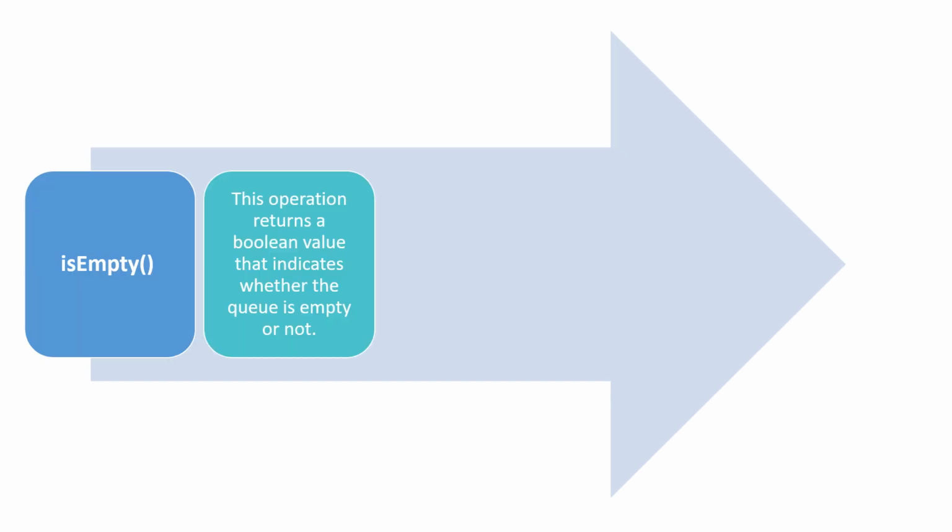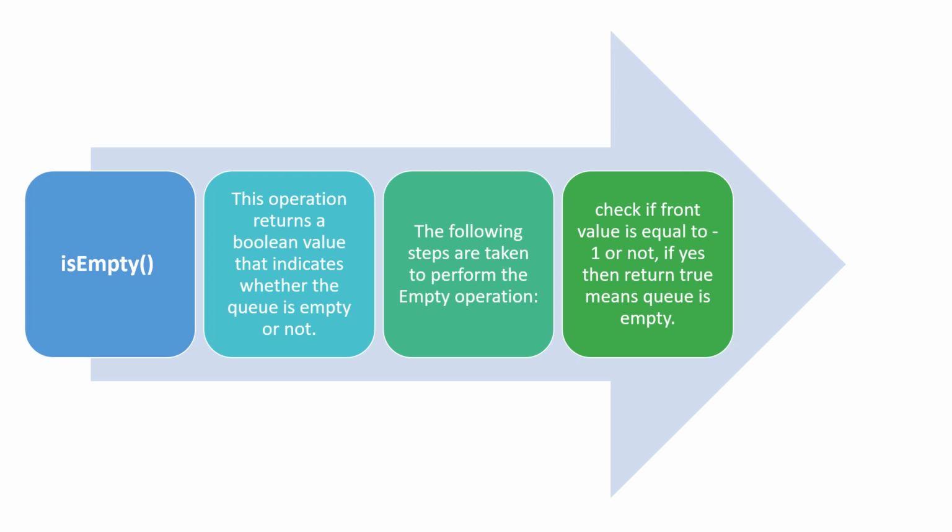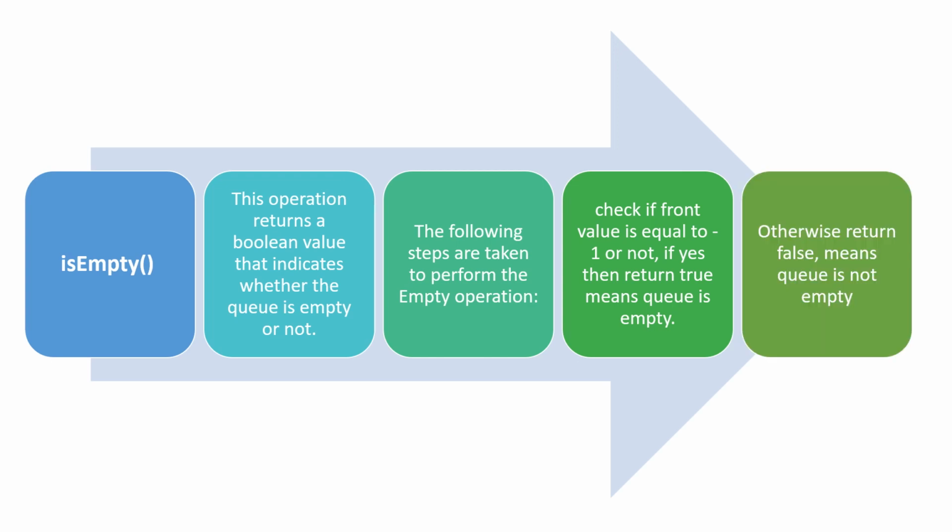So the next operation is is empty, and this operation returns a boolean value that indicates whether the queue is empty or not. These are the steps. Check if the front value is equal to -1 or not. If yes, then return true. That means the queue is empty. Otherwise, it returns false, meaning that the queue is not empty, since we are checking whether the queue is empty or not.